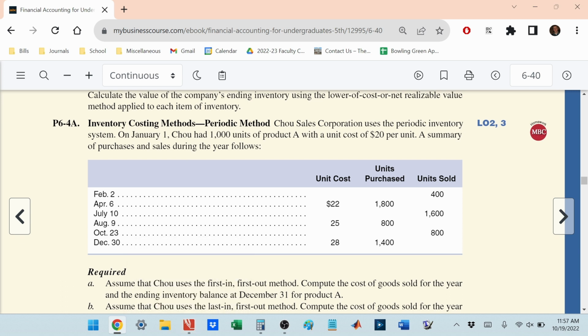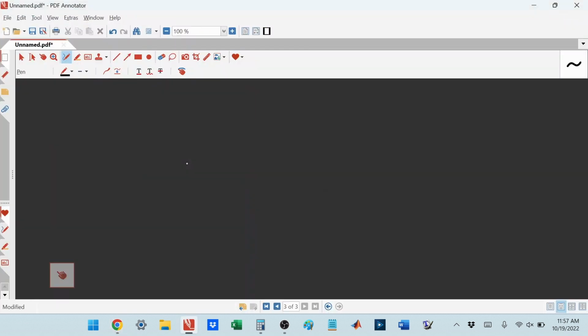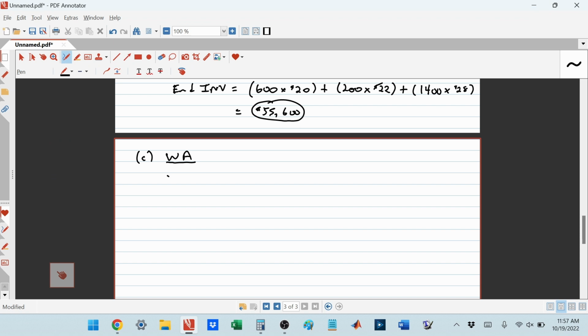So you see there is a sale on February 2nd between the beginning of the year and our first purchase. So our first weighted average purchase price is the weighted average purchase price as of January 1st. And it's just going to be 20 bucks. Because as of January 1st, there's 1,000 units that we could have sold, and all of them were purchased for 20 bucks. So our weighted average as of January 1st purchase price is 20.